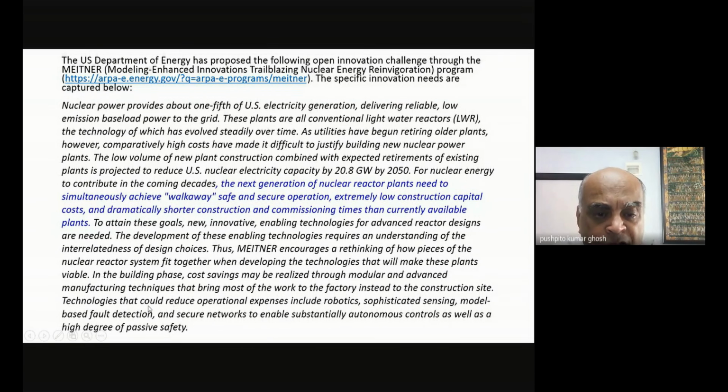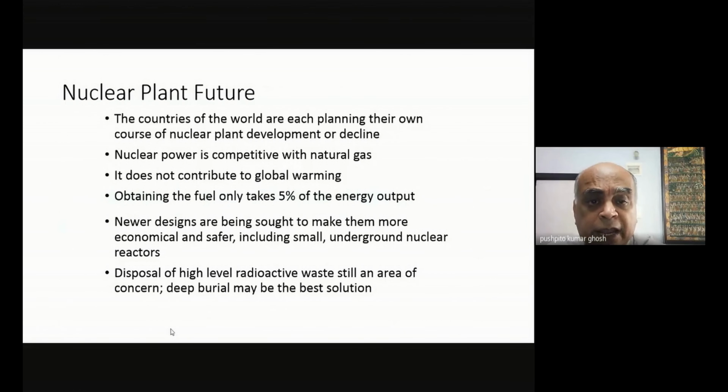Technologies that could reduce operational expenses include robotics, sophisticated sensing, model-based fault detection, and secure networks to enable substantially autonomous controls, as well as a high degree of passive safety. Passive safety is what you'll always have in a nuclear reactor. Passive safety means foolproof. Even if things go wrong, the hazard will be contained. Okay, that's what passive safety means. So, nuclear power plants of the future.